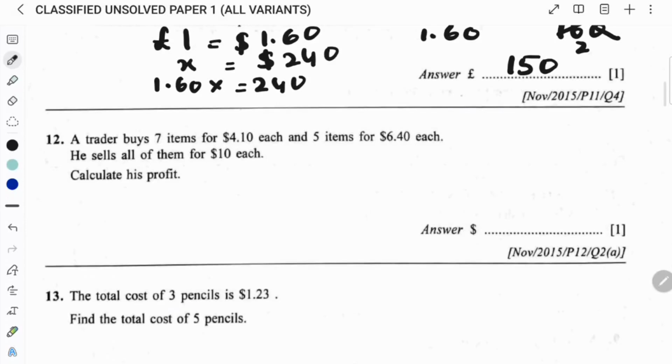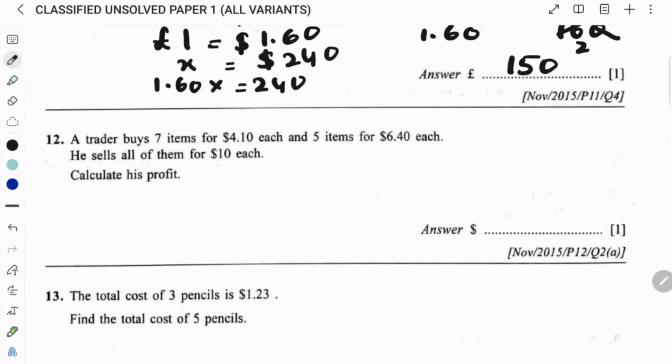Question number 12. A trader buys 7 items for 4.10. You can see almost all the questions are the same. You have to understand and do the calculations. Please do all the parts. A trader buys 7 items for $4.10 each and 5 items for $6.40 each. He sells all the items at 10. How much is the profit?